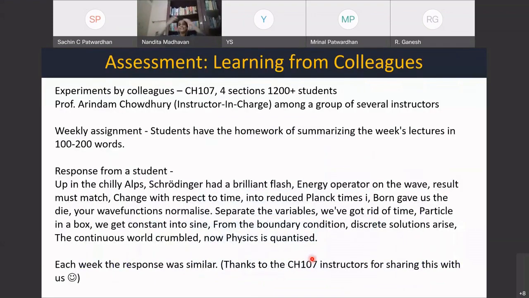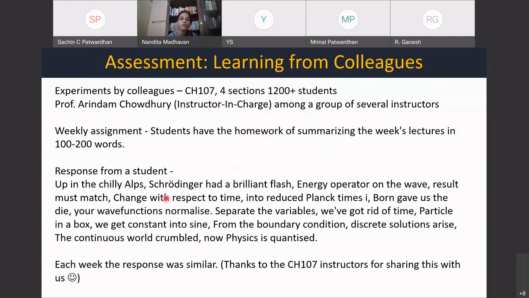And as I said, one of the things that I really enjoy in this profession is you learn from colleagues. So one of the things which some of my colleagues have tried last semester, and I thought I will share because this is something which I plan to incorporate in some of my future courses. So after our BTech course gets over, this is a course 107 on quantum chemistry, physical chemistry. The course in charge is Professor Arindam Chaudhary, and there is a group of several instructors. So if you need more information, you can contact him. The weekly assignment students were given was to write a homework summarizing the week's lecture in 100 to 200 words.